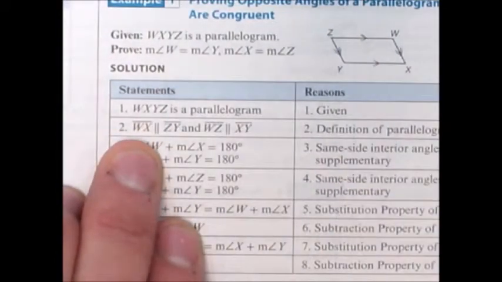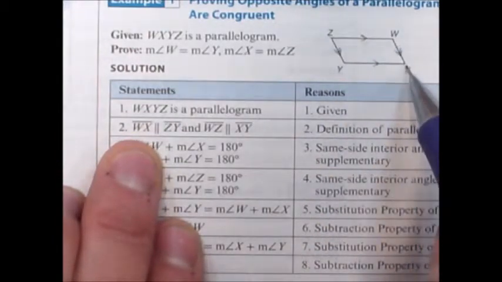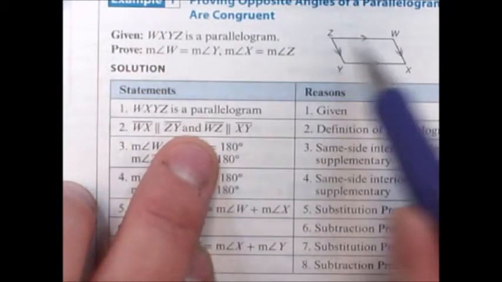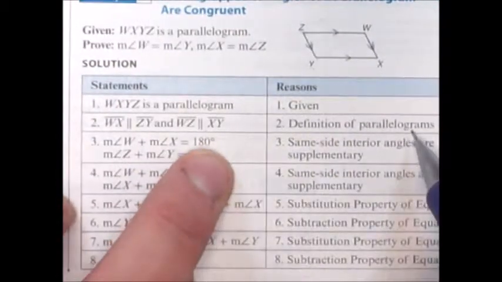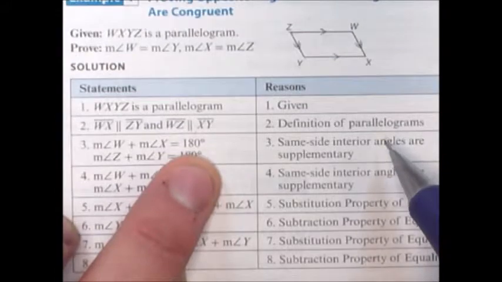Next, we state the obvious, because they put it in the picture, we better write it down. So they said WX and ZY are parallel. Then it said WZ and XY are parallel. We know that because of the definitions of parallelograms. I'm going to try to keep that picture on there.